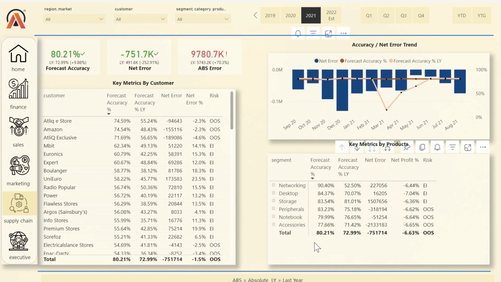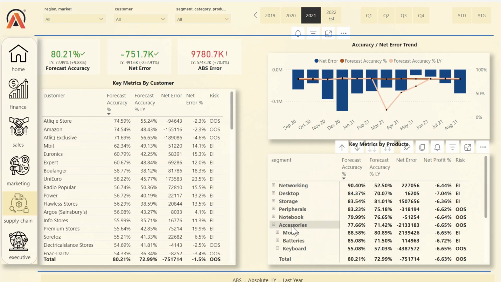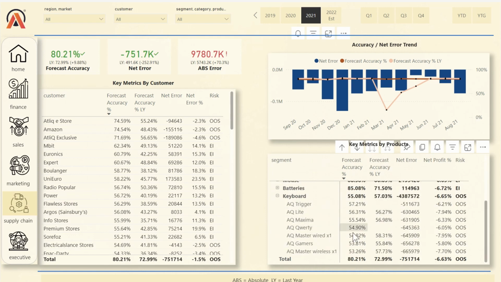So by quickly having a look at the segments, we can see that the list forecast accuracy segment is, which one is it? Oh yeah, it's accessories. So if we drill it down further, we can see the category of the list forecast accuracy is keyboard.